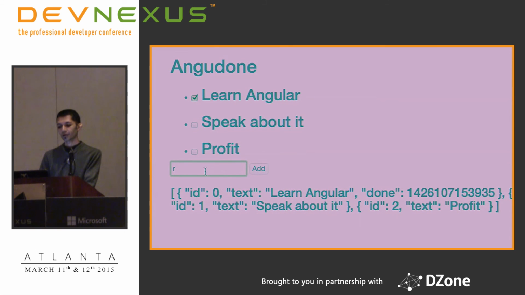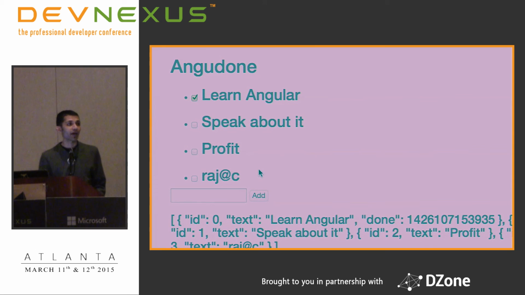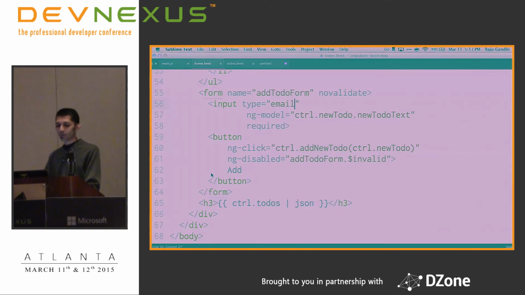So R, A, J at C, and now this is actually by the spec a valid email address. Why write any kind of validation? Let the browser do it. It's their problem, right? You can say input type number, input type currency with the formatting option. You can do all kinds of things, and then all you can do is ask Angular, tell me if the form is valid, and you're done, right?